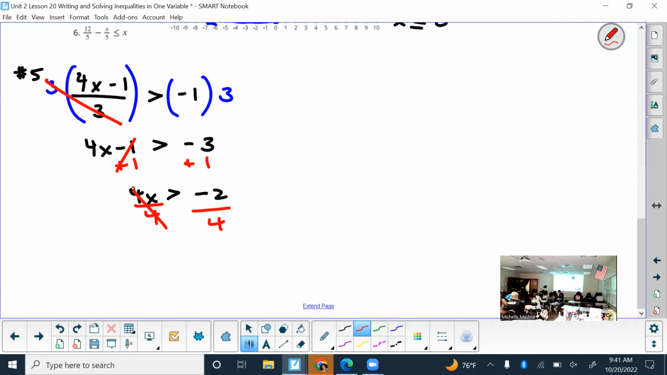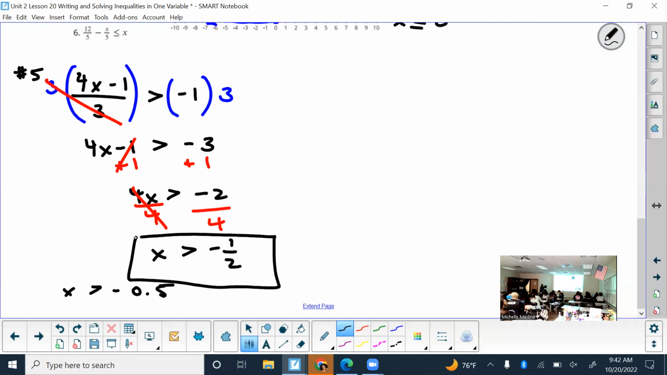Do I need to flip the sign for that? I do not. It's what you multiply or divide by on each side. So just because there's a negative here doesn't mean I flip it. It's what you had to do on each side. And then what does -2 over 4 simplify to? Good, -1/2 or -0.5. Same thing. Questions on that process?